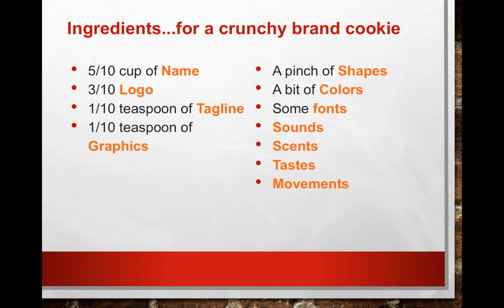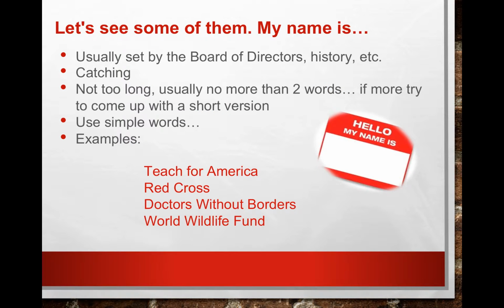The ingredients for a crunchy brand cookie, as I say, are name, logo, tagline, graphics, shapes, colors, fonts, sounds, accents, tastes, and movements. Let's see some of them. The first one is the name. And the name is usually set by the board of directors, history, and work.